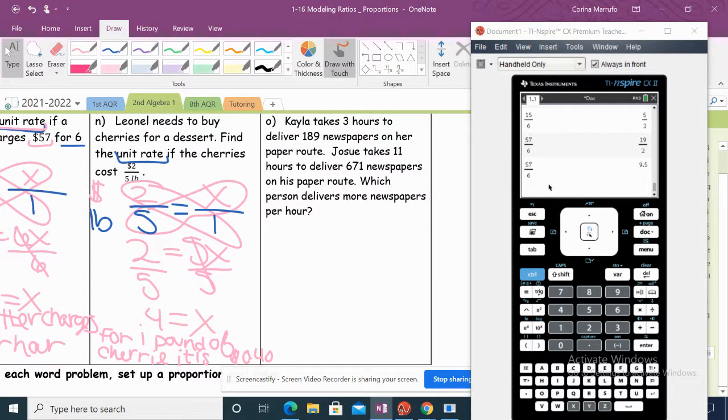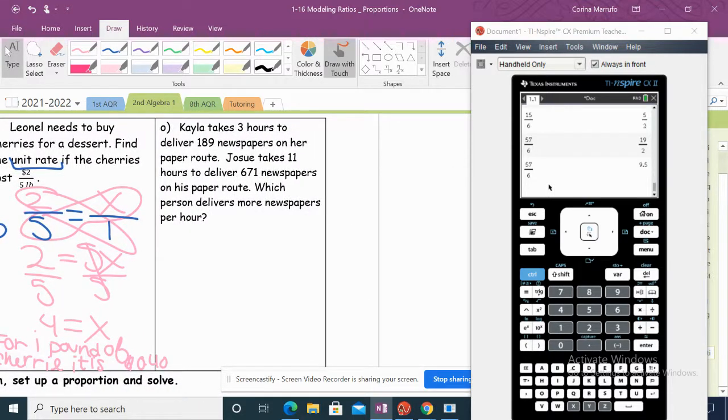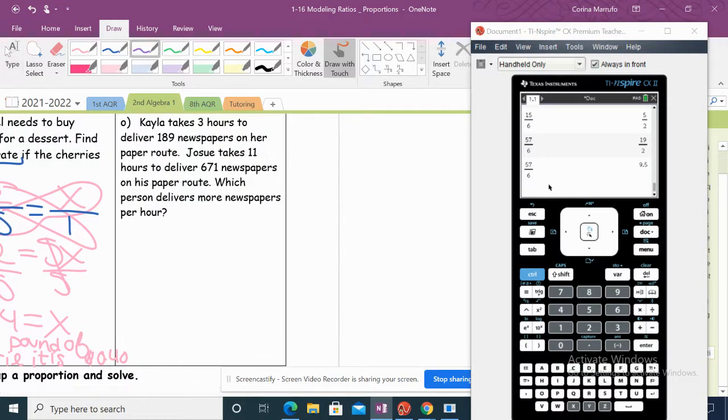Alright, the next one, it says Kayla takes 3 hours to deliver 189 newspapers on her paper route. Josue takes 11 hours to deliver 671 newspapers on his paper route. Which person delivers more newspapers per hour? Okay, so this one's gonna be a little bit different because we do have 2 different people. Okay, so we have Kayla, it takes her 3 hours. So I'm gonna put here 3 hours to deliver 189 newspapers.